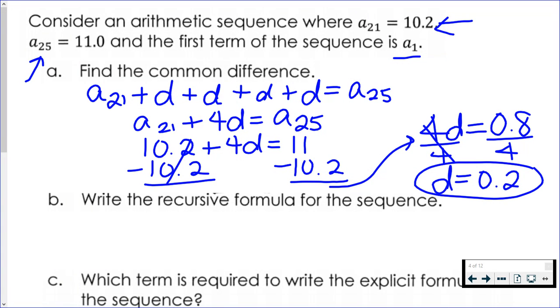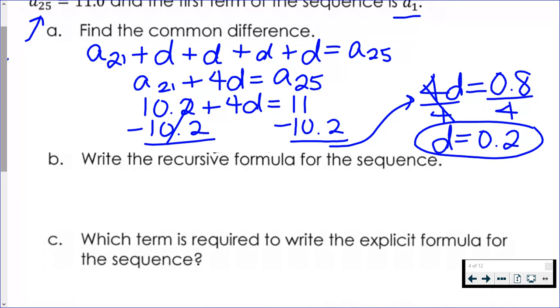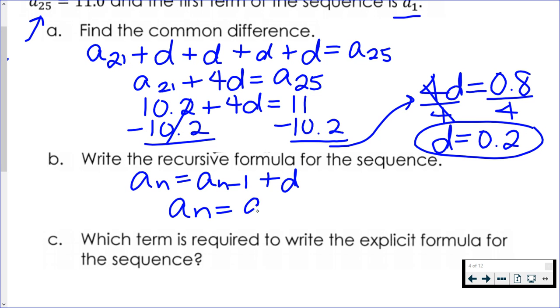Next, we're going to write the recursive formula. The recursive formula is really easy. All you need is the common difference, which is what we just found. Because you're just taking the previous term and adding the common difference to find the term in question. So all I have to do is plug in 0.2 and I'm done. That would be our recursive formula.